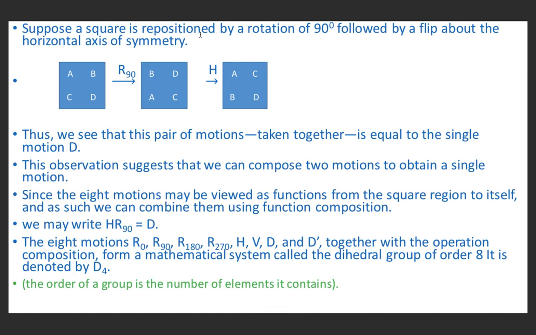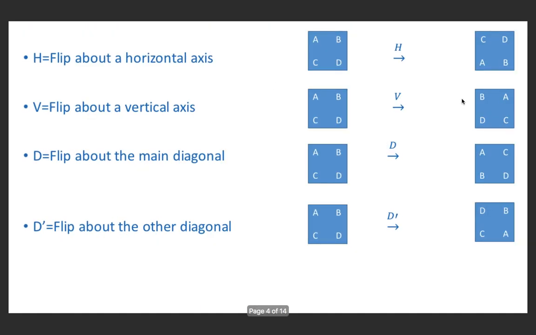Suppose a square is repositioned by a rotation of 90 degrees, which we have shown, and this is the position of the corners. And if we flip it around the horizontal axis, then BD and AC will interchange, and this is the position of the corners A, C, B and D. And this is nothing but, see, A, C, B, D, the flip of the square around the main diagonal.